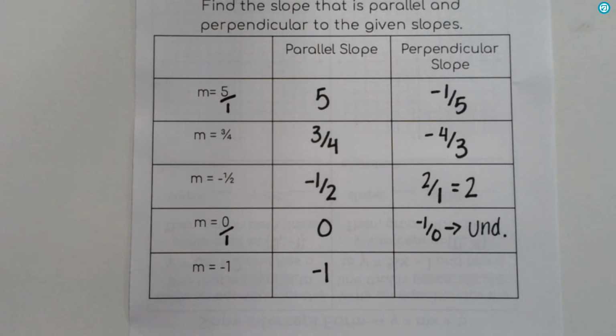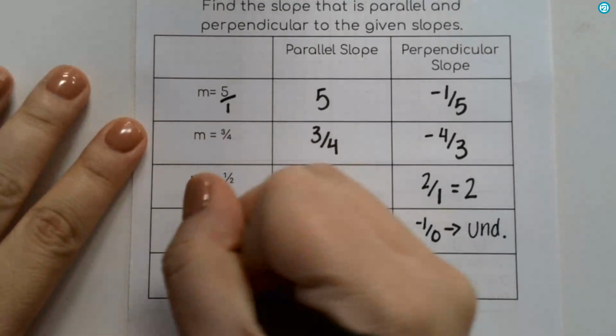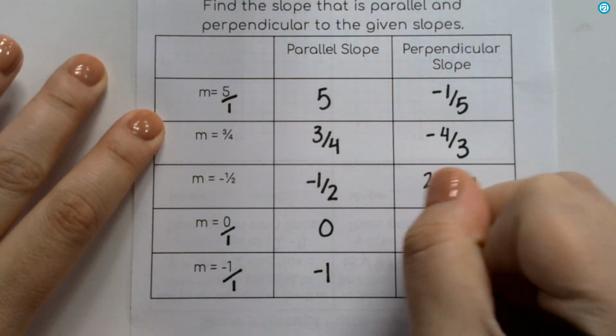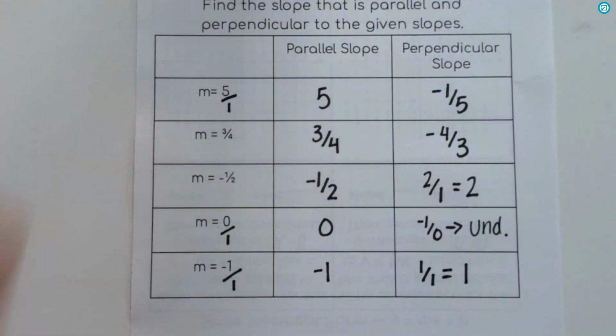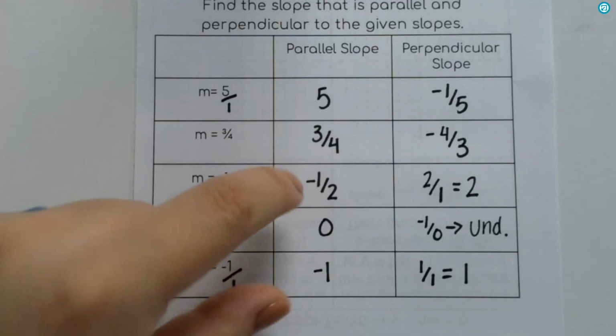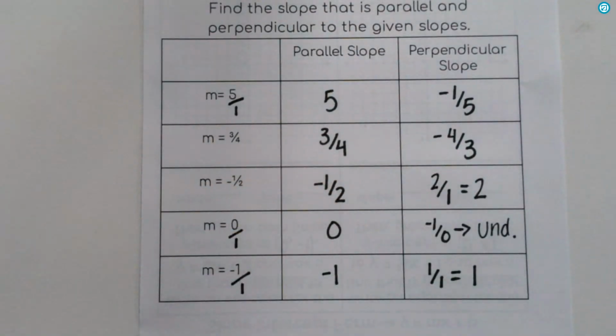Okay, and then the last one here, -1, we're going to put that over 1 to be able to flip it. But when we flip it, it's still just 1 over 1. It also becomes positive because it's currently negative. Okay, so with the exception of the 0 and undefined, which is a little weird, for the rest of them, if your slope was positive, your perpendicular slope's negative. If your slope was negative, your perpendicular slope's positive. And you just take that fraction and you flip it upside down.